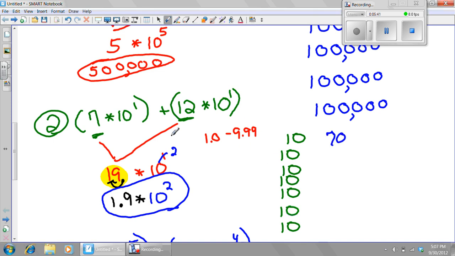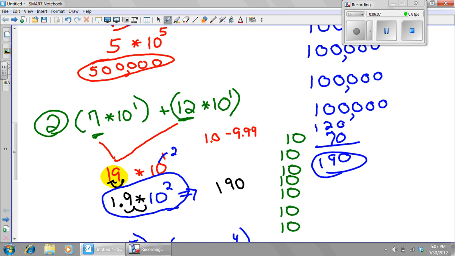Now here I have 12 times 10 to the first. Well, if I have 12 tens, don't I have 120? And if I have 120 plus 70, I must have 190. Well, let's convert this guy to standard notation. I know I want the decimal point to go 2 places right. So I'll have a 1, a 9, and then a 0. And there we are. I get the same number in both cases, 190 and 190.